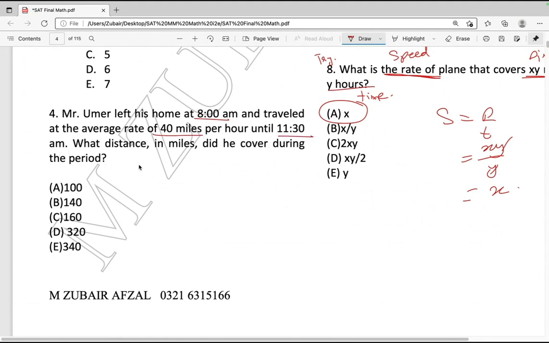So the answer would be B. Okay, let me calculate. Distance is equal to speed into time, and the speed is 40 miles per hour, times the time, 3.5. That is 9, 10, 11, 3.5, right? And obviously more than 120. 40 times 3.5 is 140. Yes. So the answer is B.